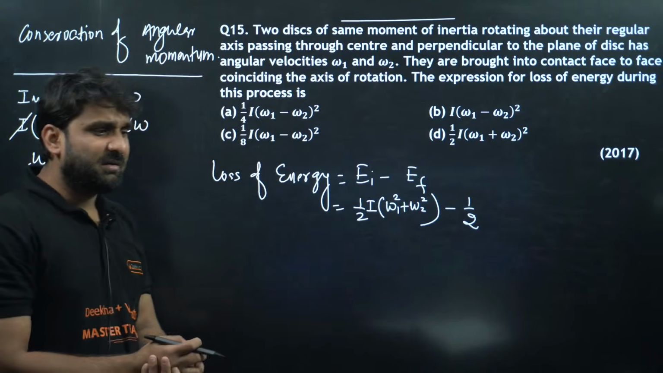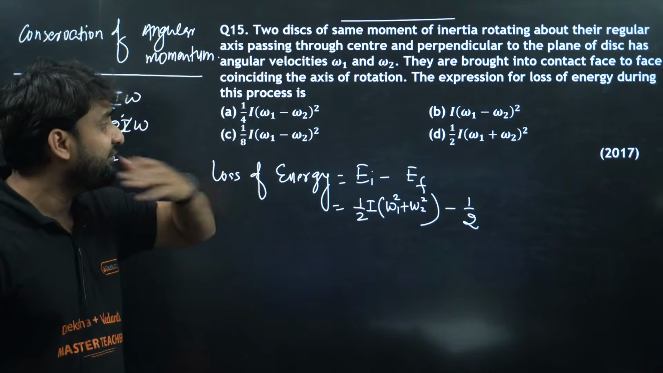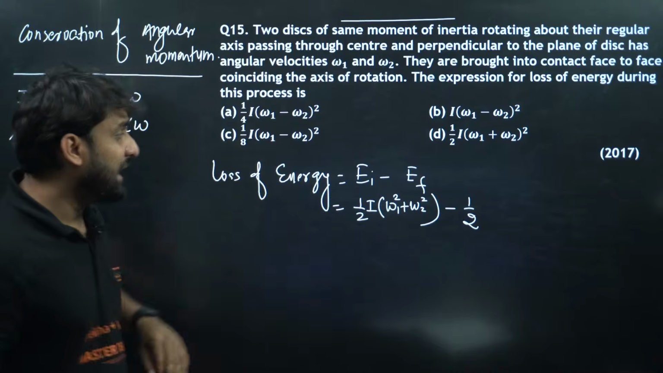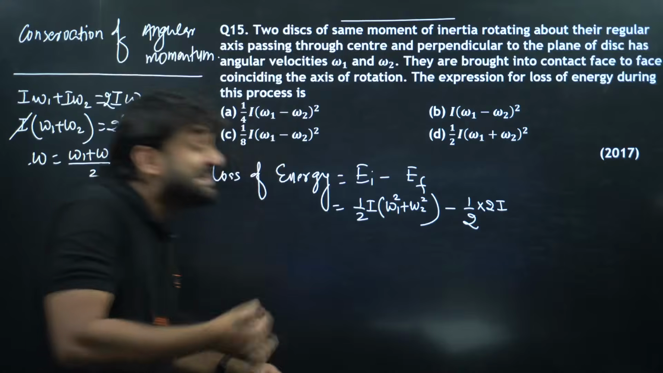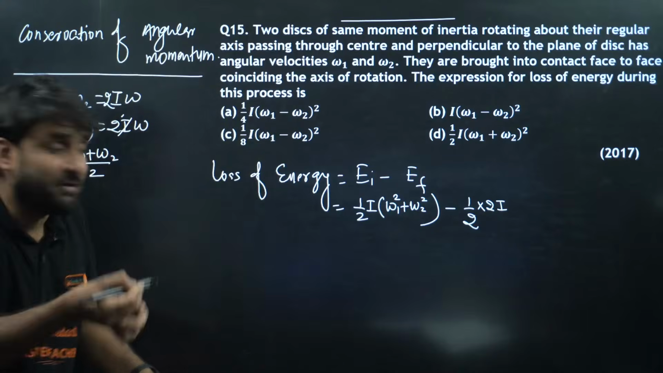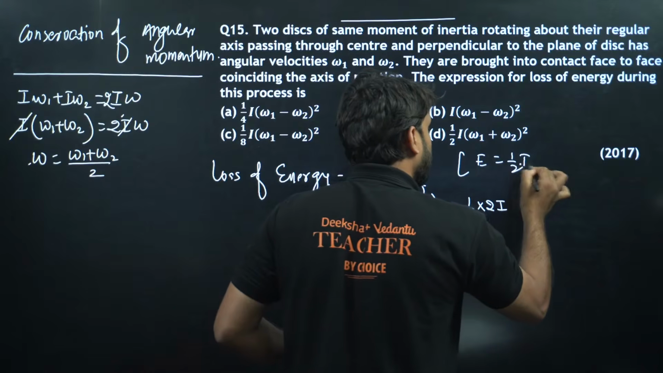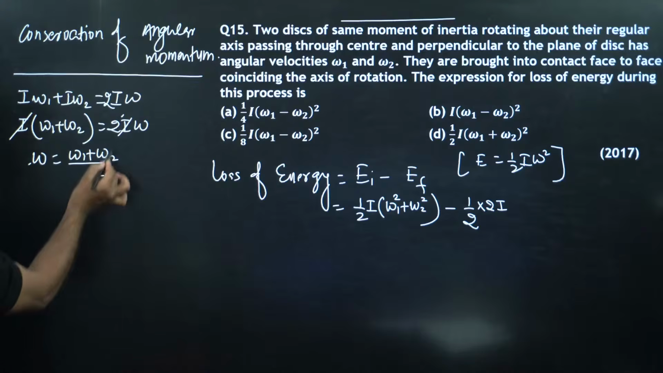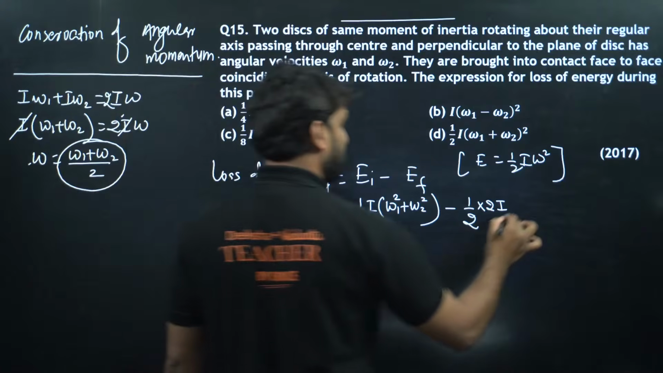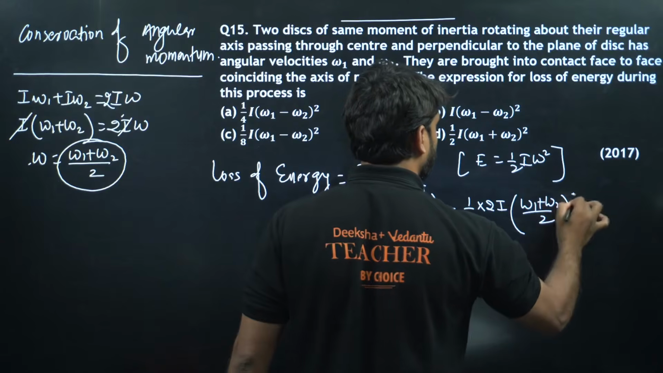Yeah, D might be correct. So just look at the solution. So EF, 1 by 2 I omega square. We are using here the energy formula, half I omega square. So what will be omega? Omega is (omega 1 plus omega 2) divided by 2, whole square.